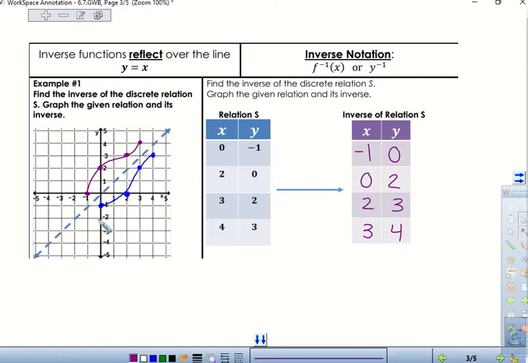So that's why, if you have to do this on a test or quiz, I would recommend drawing that line in and making sure it looks like it's a reflection over that line to verify you did the math correctly. All right.